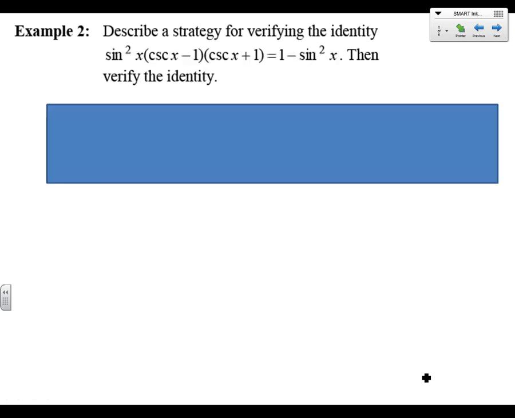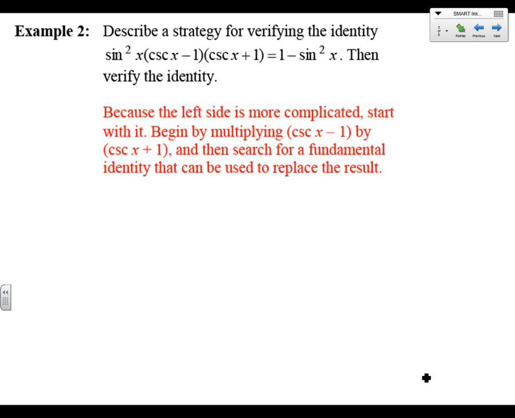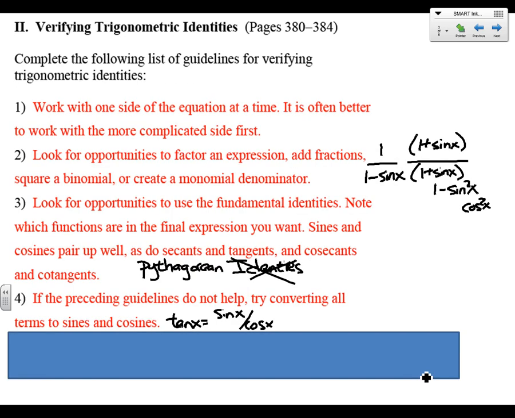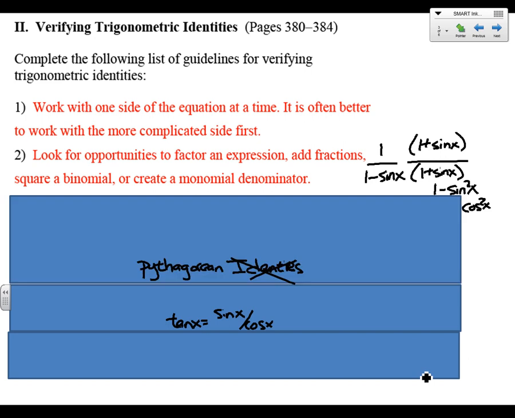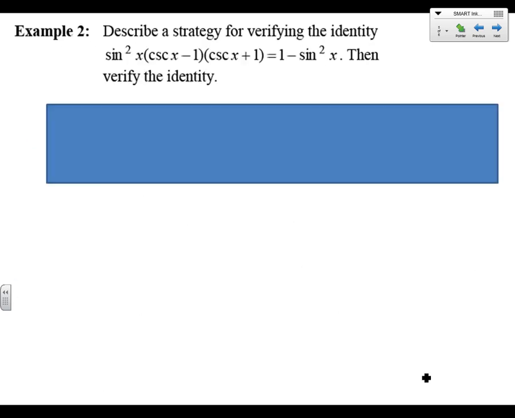Let's try another. Describe a strategy here. Sine squared x cosecant x minus 1, all sorts of things going on here. The strategy, start with the more complicated side. All right, we're going to try to make the left side look like the right side. So when you have something that looks complicated, that's where you want to start. Don't start with the easy one and try to make it more complicated. All right, so the first thing, and then the other tip that we had back here, if we look at option 3, look for opportunities, number 2, look for opportunities to square, to factor. That comes into place here also.